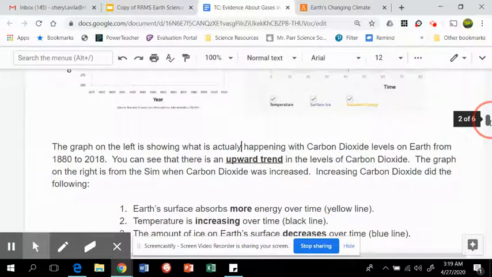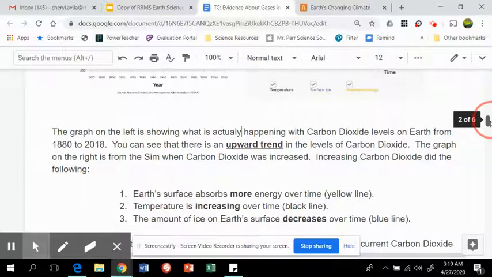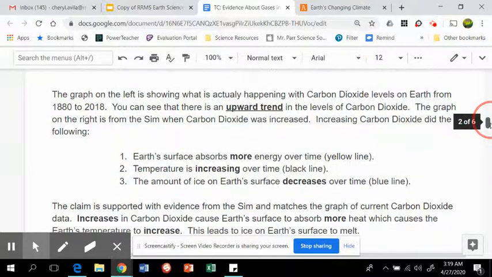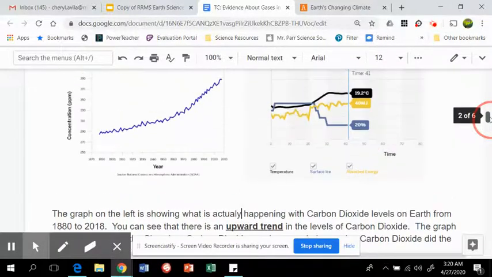The graph on the right is from the SIM when carbon dioxide was increased. Increasing carbon dioxide did the following. Earth's surface absorbs more energy over time, which was the yellow line. Temperature is increasing over time, which is the black line. And the amount of ice on Earth's surface decreases over time, and that's the blue line.